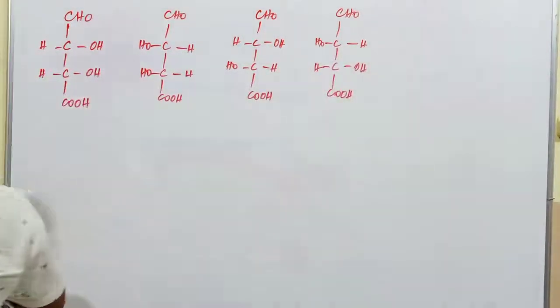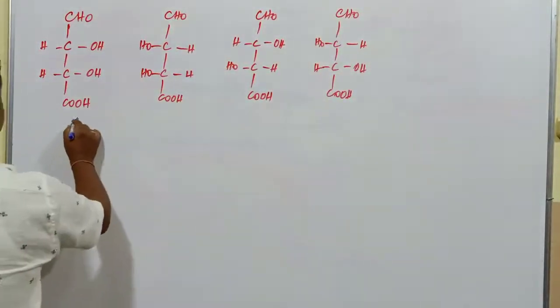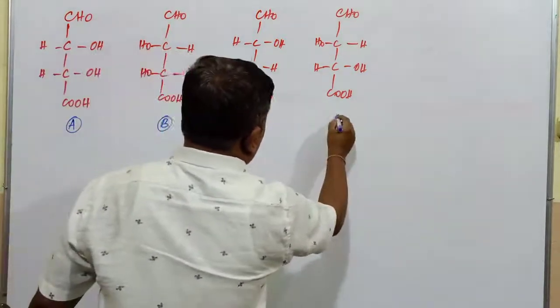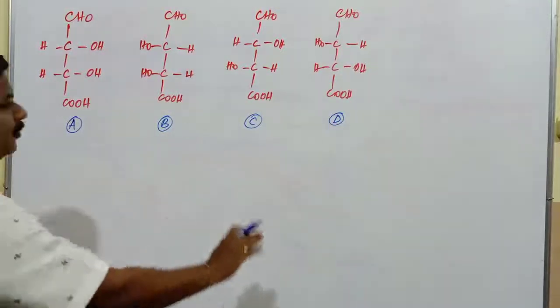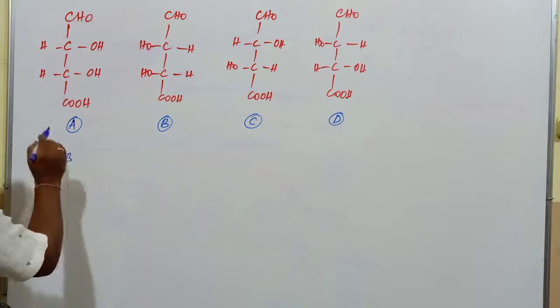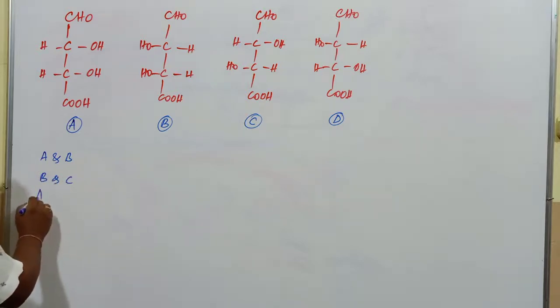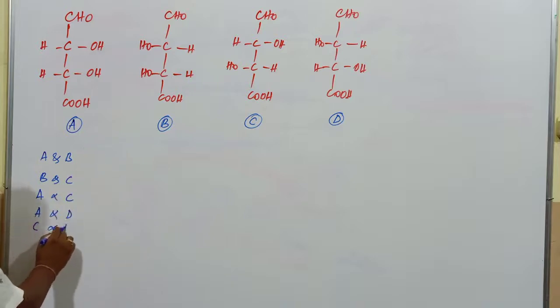Here I'll consider these molecules as A, B, C and D. Now with respect to these four compounds, what is the relationship between A and B? What is the relationship between B and C? What is the relationship between A and C, A and D? Next one, it is going to be C and D.